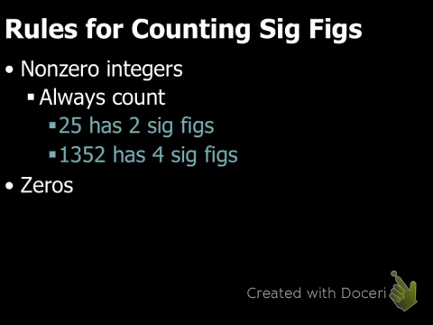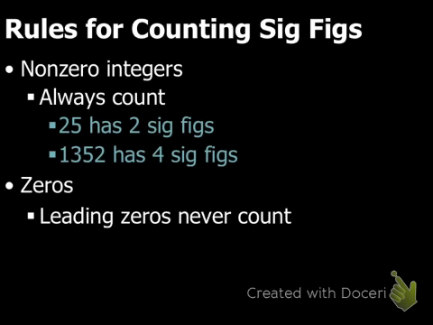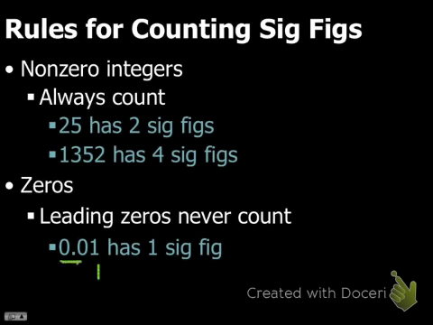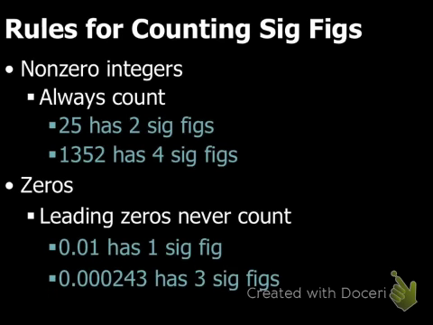If there are zeros, it depends on where the zeros are. Leading zeros are the zeros in the front, and leading zeros never count. So in this number, those zeros in the front are leading zeros, so this 0.0 doesn't count. We don't start counting until we hit the first non-zero number, so that number would have 1 sig fig. And in our next number down here, again, these are all leading zeros, so those don't count. We don't start counting until we hit the first non-zero number. We count everything afterwards, so that number would have 3 sig figs.